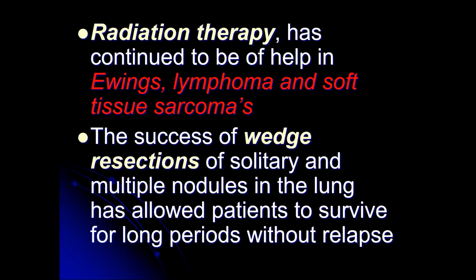Radiation therapy has continued to be of help, in Ewing's not so much, because in Ewing's you have the physis. If you give radiation, it could harm the extremity, and they will have a maldeformed extremity. In lymphomas it is of help, and in soft tissue sarcomas. Some of them have a good response to radiation therapy, but you should make the proper choice of treatment. The success of wedge resections of solitary and multiple nodules in the lung has allowed patients to survive for long periods without relapse.